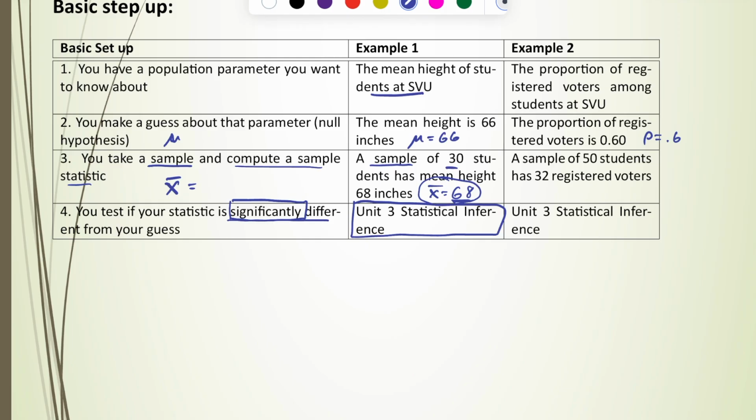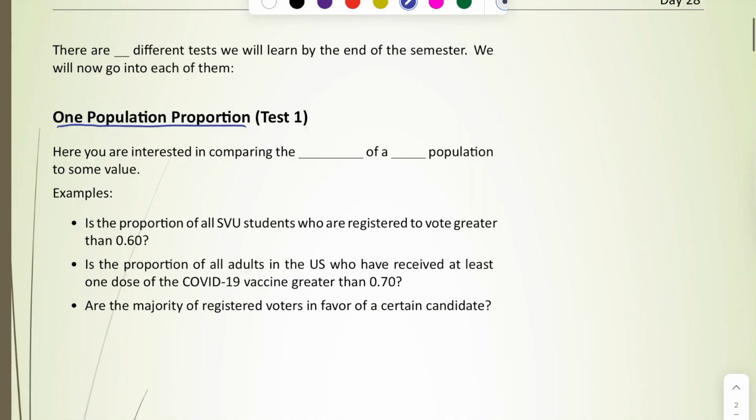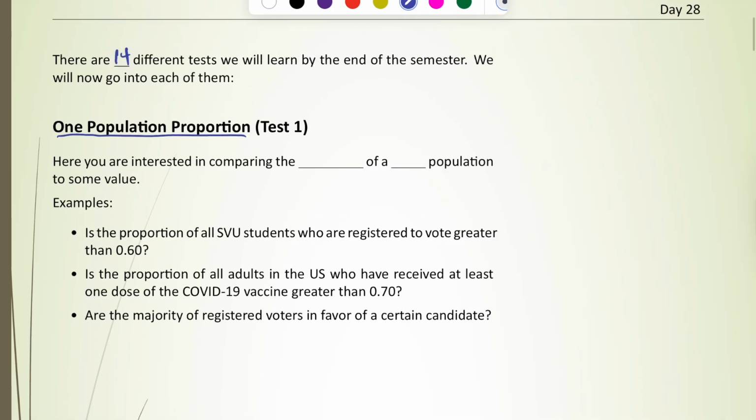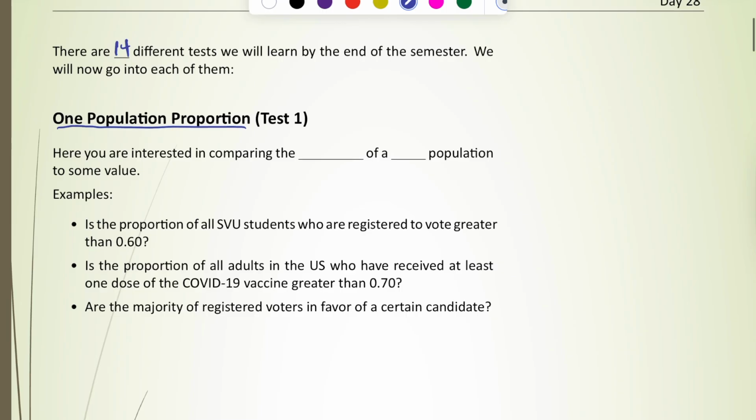For now, what I want you to understand is the different situations in which this theory may apply. All right, let's go on. So we've got 14, please write this in, 14 different tests that we will learn about. Let's get going. The first one is a one population proportion. Okay, so this is just where you are comparing the proportion, 60%, 30% of the population, of a single population. Okay, there's just one population, against some value. I've got 3 examples here for you.